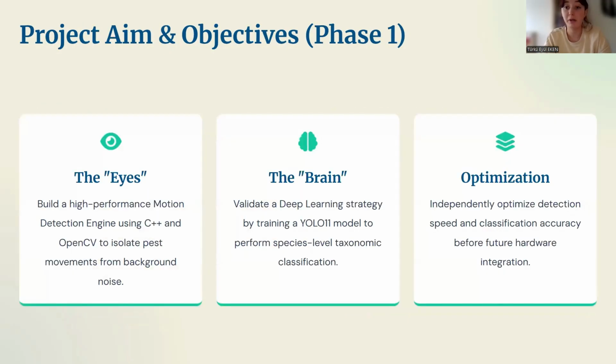So the primary aim of my project is to build an automated greenhouse pest detection system that solves a specific engineering trade-off, which is the balance between detection speed and classification accuracy. Deep learning models are accurate but computationally heavy, at least on my computer, and motion detectors are fast but not smart enough to know what they are seeing. Therefore, I proposed a dual-stage system architecture, which I will show.